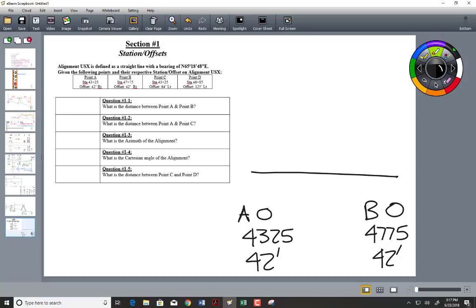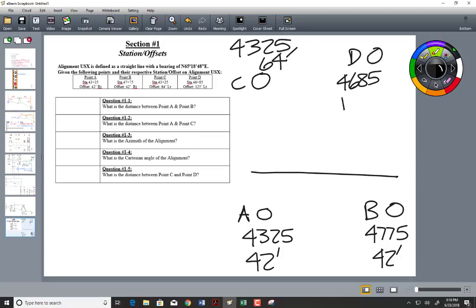Point C, 4325 over here. So this is C at 4325, and we are at 64 feet left. And finally, point D, which is not to scale, but we're going to put up here. This is point D. This is 4685 at 125 feet left.